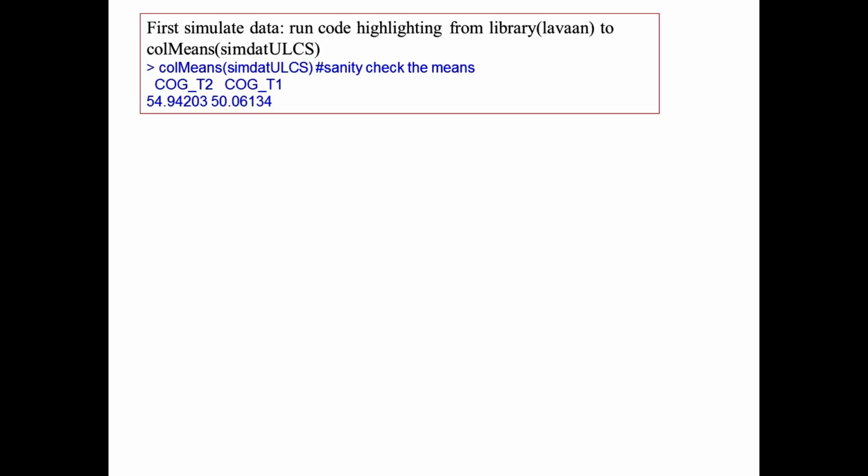So first we want to simulate the data that we're going to be using. If you run the code, highlighting from library lavaan all the way through to colMeans, and run that, that's going to simulate the data for us. And we should get that output there, which is just telling us what the means are at each time point, just for a sanity check. So if we've all gotten that, we're in a good place.